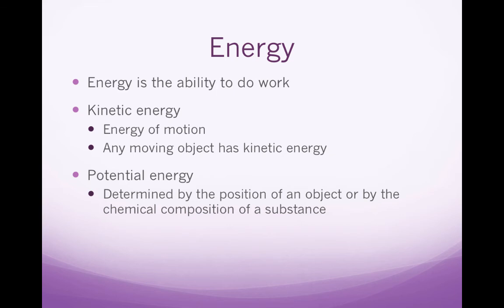Potential energy, though, is determined by the position of an object or by the chemical composition of a substance. So for example, a boulder on the top of a mountain has a lot of potential energy. When it starts to roll down the mountain, the potential energy changes into kinetic energy because the object is now moving.